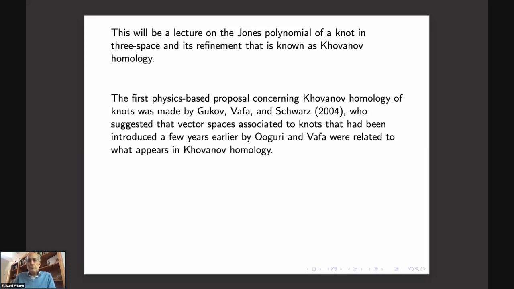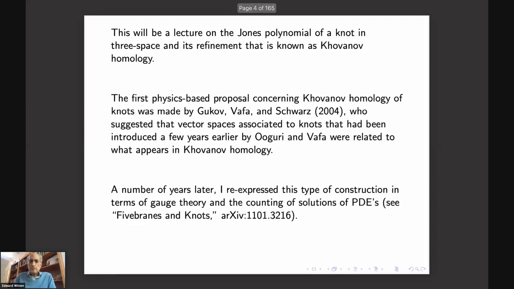The first to make a physics-based proposal for Khovanov homology were Gukov, Vafa, and Schwarz in 2004. And they suggested that vector spaces associated to knots, that a few years earlier were proposed by Ooguri and Vafa, were related to what appears in Khovanov homology. I re-expressed this construction a few years later in terms of gauge theory and the counting of solutions of partial differential equations. And that's the story I'll describe today.